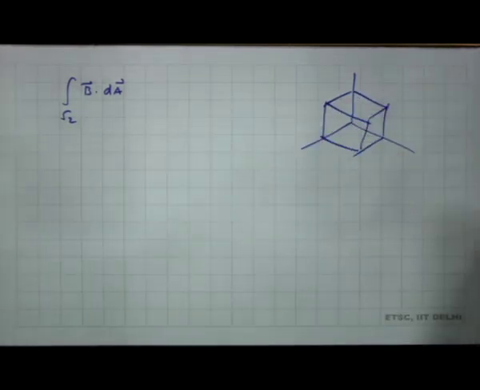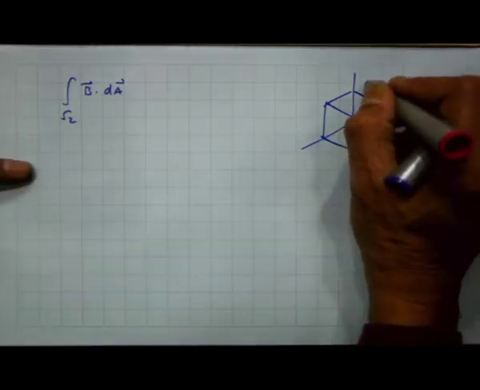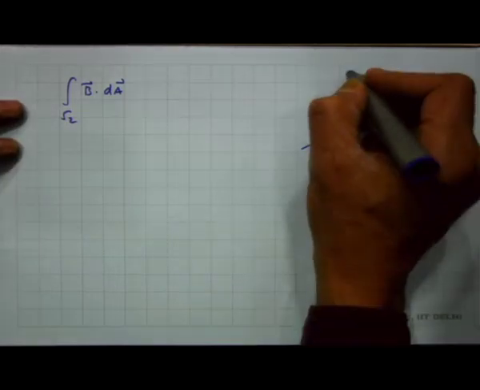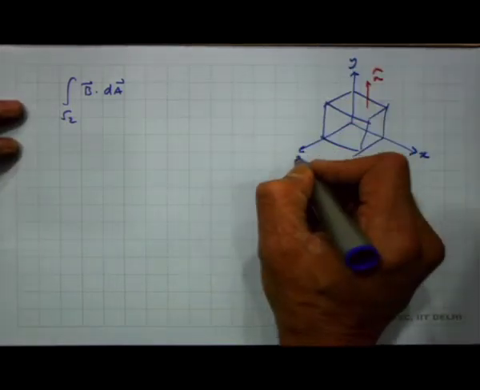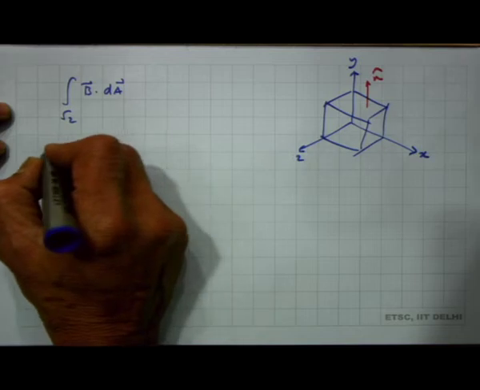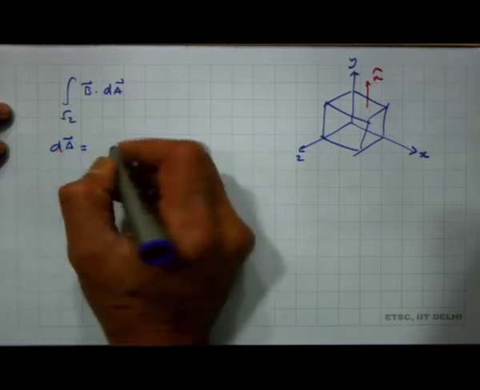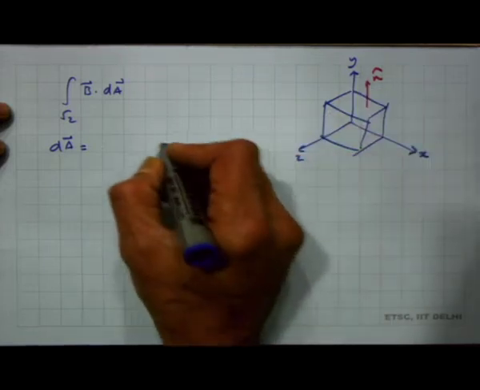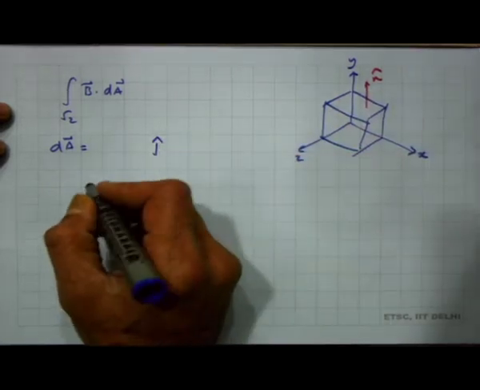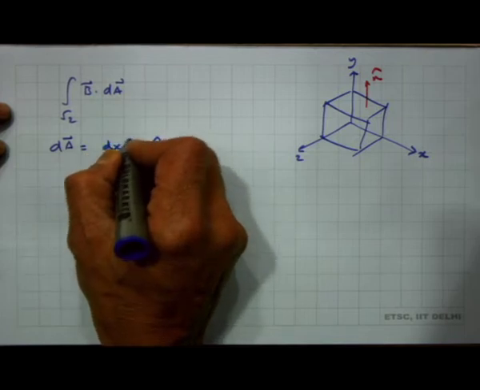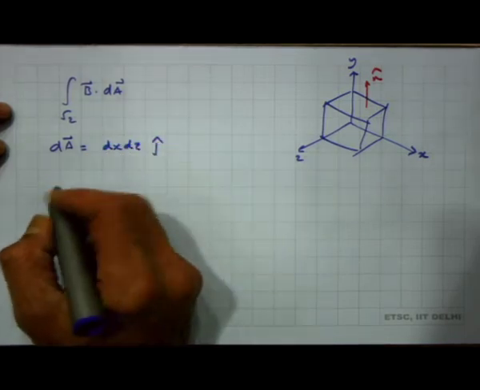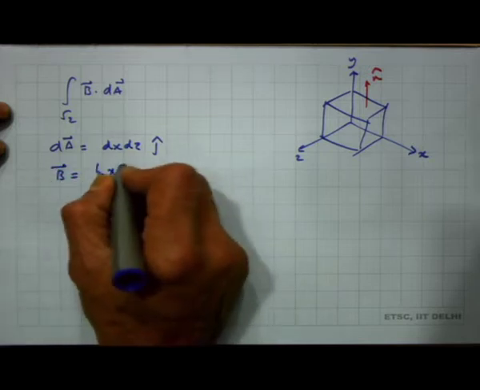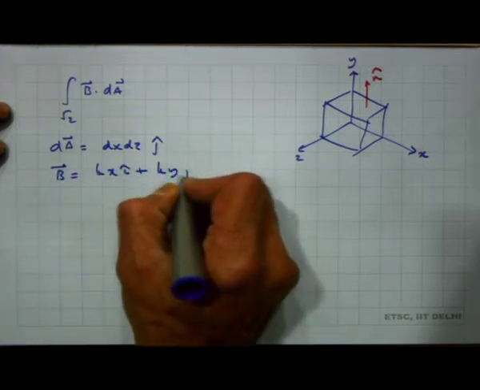So, S2 is the top surface. This is the normal, x, y, z. So, what is dA here? dA will be equal to, now this surface is oriented, the area is along y cap. So, this is j cap and it will be dx dz j cap, and B is equal to k x I cap plus k y j cap.